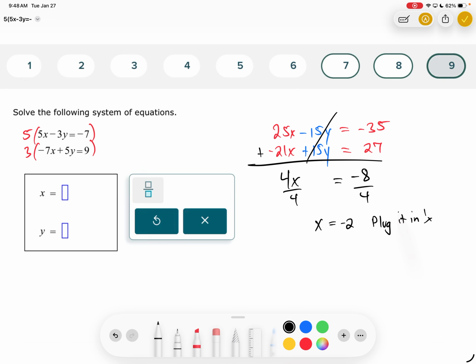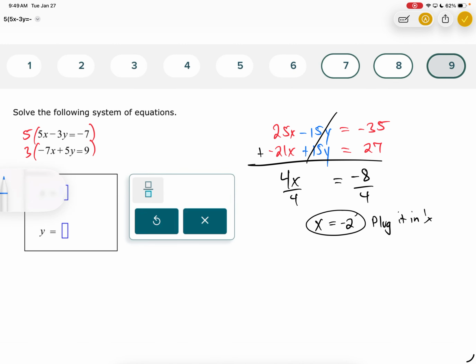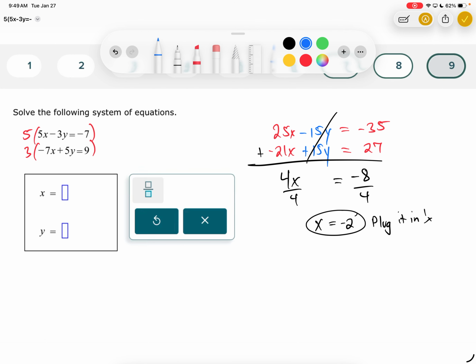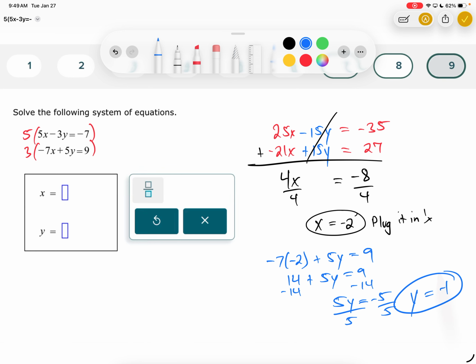And like I said before, once you get one answer, just plug it in. Does not matter which one you plug it into. I'll plug it into the bottom one. -7 times -2 plus 5y equals 9. Plugging that x in, or -2 into x. So I get 14 plus 5y equals 9. Subtract 14 from both sides, and you get 5y equals -5. Divide by 5, and y is equal to -1.